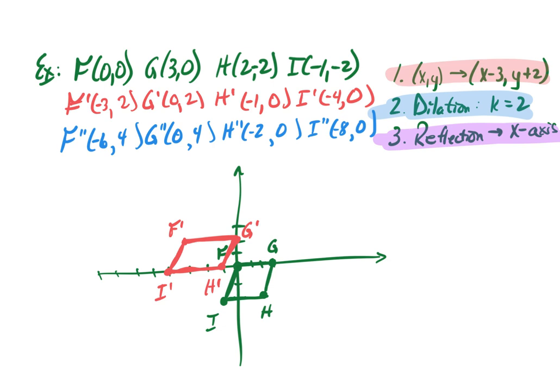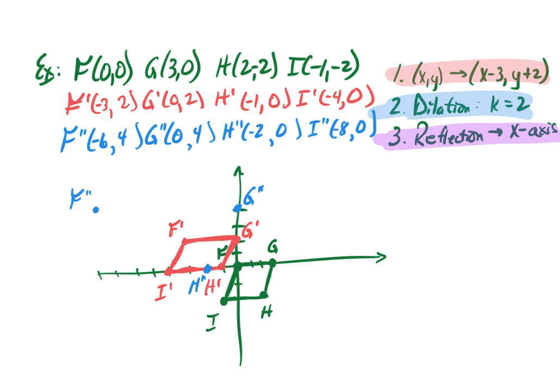Alrighty, and let's see, 1, 2, 3, 4, that should be enough tick marks. All right, now I can draw my new picture. So left 6, up 4 is the new position of F. Stay in the middle, go up 4 is the new position of G. Left 2, 0 is the new position for H. And then left 8, 1, 2, 3, 4.